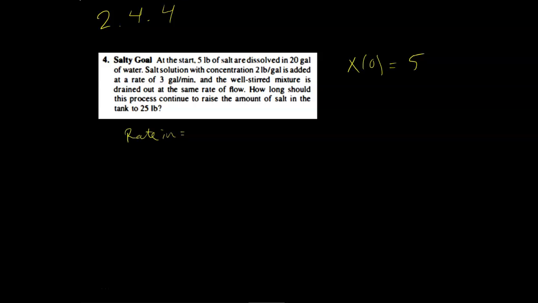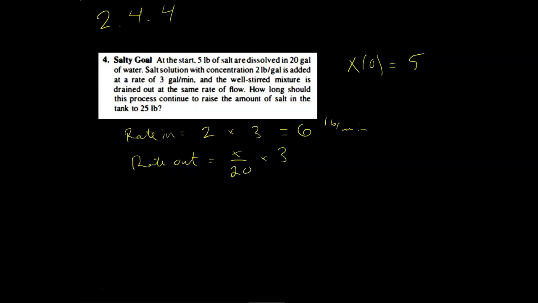We want the concentration, which is 2 pounds per gallon, and is coming in at a rate of 3 gallons per minute. So 2 times 3 pounds per minute. So 6 pounds per minute is coming in. And the rate out, well, the concentration is x, right? x is the amount of salt, divided by how big our tank is, x over 20. So that's the concentration out.